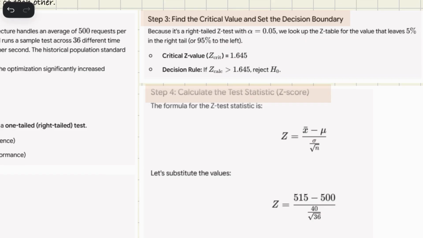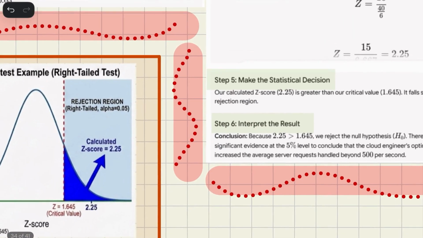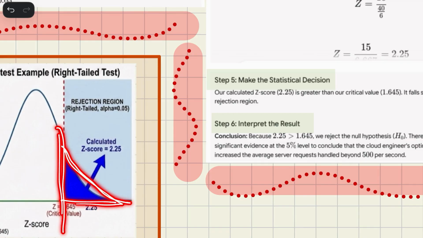Alright, then comes the decision rule. So what does the decision rule say? That if the calculated Z score, the calculated test statistic, is greater than the critical value, which is 1.65, then we reject the null hypothesis. So you see what is happening. This is the critical value 1.645, and if the Z value is greater than this, that means it falls in the rejection area. That is why we reject the null hypothesis and accept the alternative hypothesis.